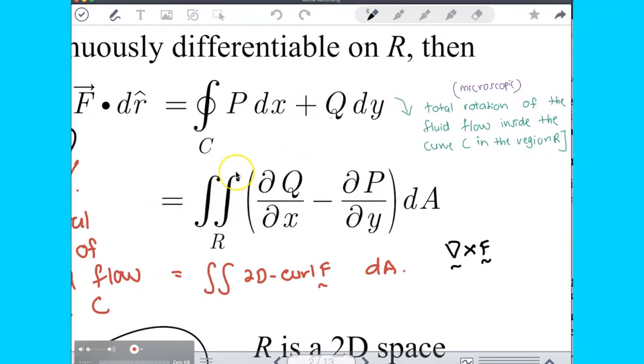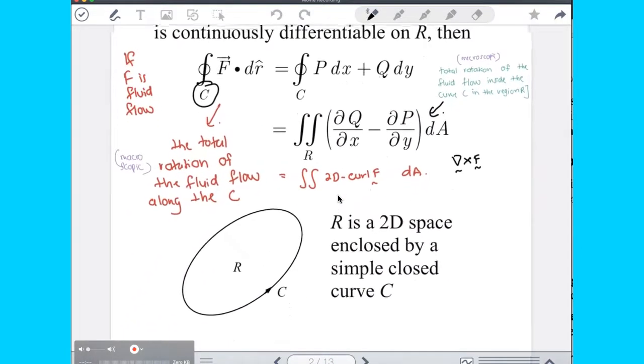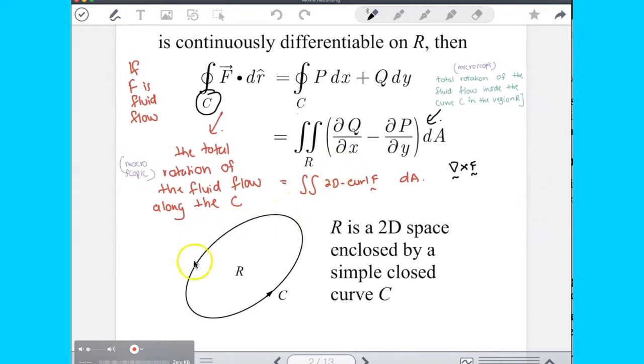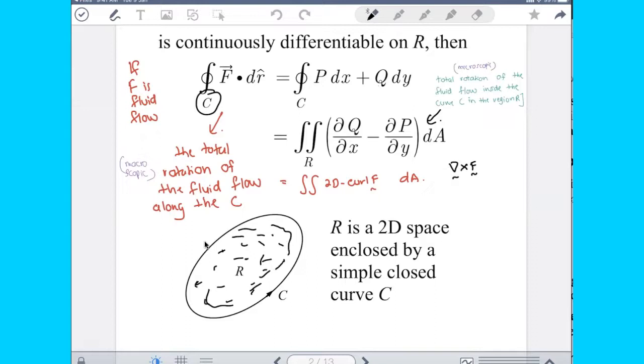this one. Okay, I highlighted a different thing. So the right side here is the total rotation of the fluid flow inside the curve. Since the curve becomes the boundary of the region R, the total rotation along the curve is equal to the total rotation inside the region R, or inside the curve C. So that is the physical meaning of Green's theorem.